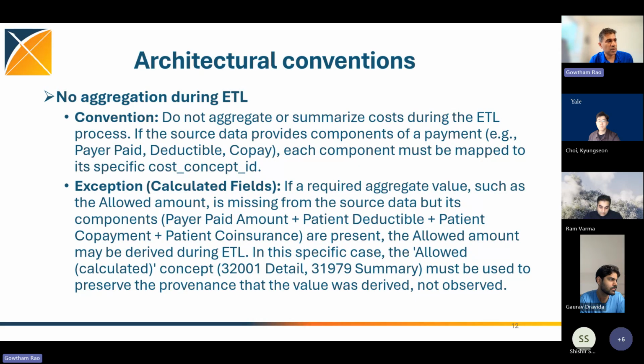If the source data provides components of payment, for example payer paid, deductible, copay, each component must be mapped to the specific concept ID as is. There is no summarization during ETL. There is no group by sum of in ETL.